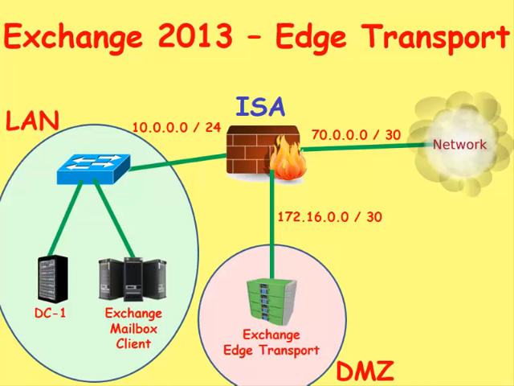This is the setup that we will be using in this lab. We'll have an ISA firewall server which connects our LAN, DMZ, and the internet. In our LAN network, we'll have an Active Directory server and an Exchange server, which has the role of both mailbox and client. On our DMZ, we'll have an Exchange 2013 Edge Transport server.